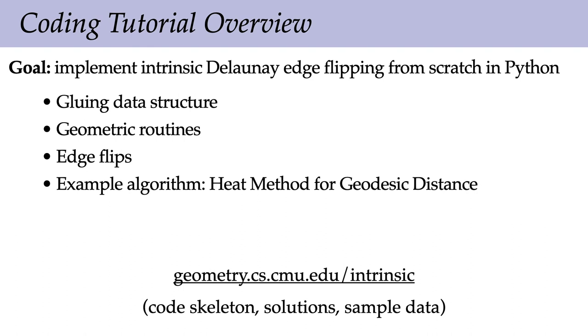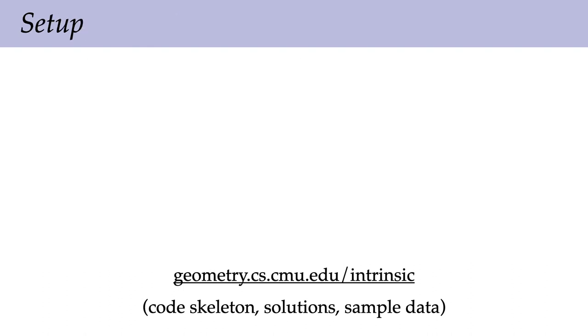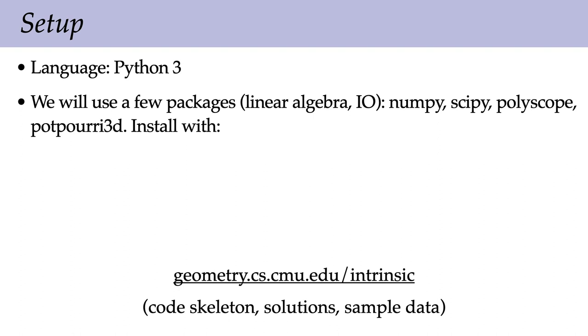All of the materials for this coding tutorial are available at the link below, geometry.cs.cmu.edu/intrinsic. This includes a code skeleton that you can fill out as you go, a solution version of the code that has all the routines implemented, as well as some sample data that you can run the algorithms on. A few more low-level details. As I mentioned before, we'll be working in Python, in particular Python 3, mainly just because it's an easy-to-use and easy-to-read language to play around with some of these algorithms in. We will use a few packages in addition to the basic Python language, mainly for linear algebra and I/O.